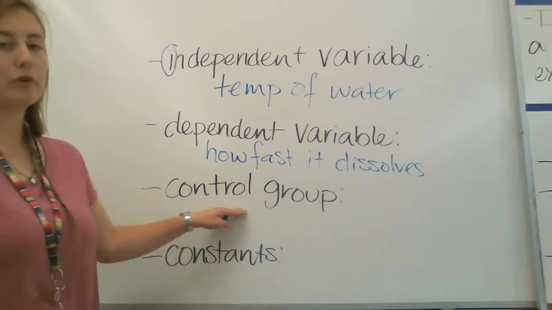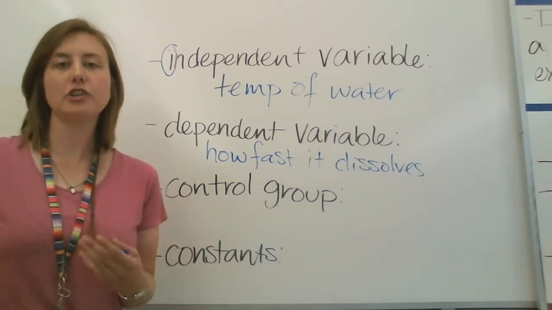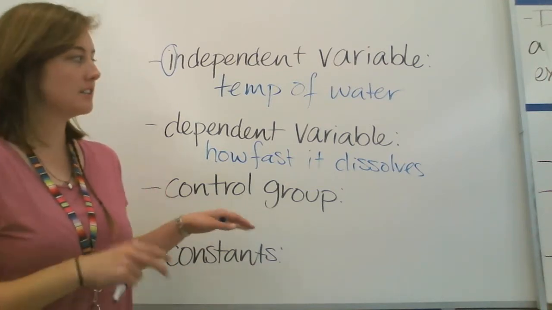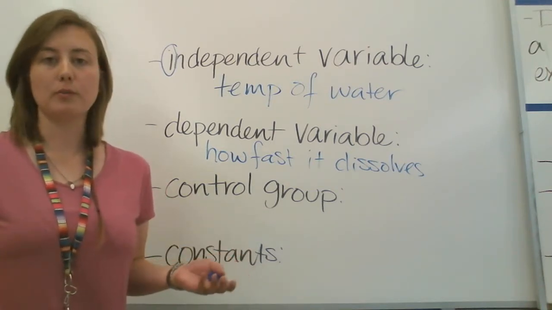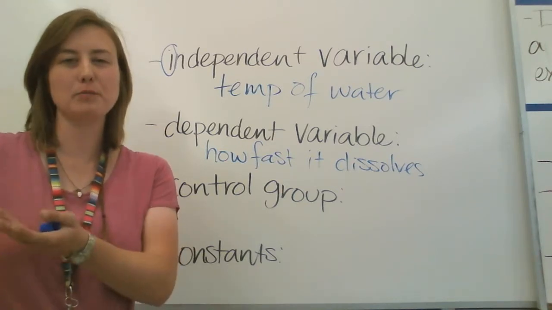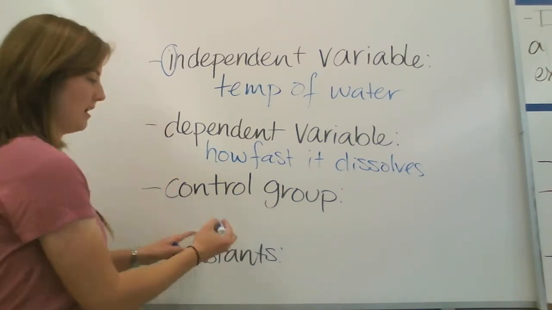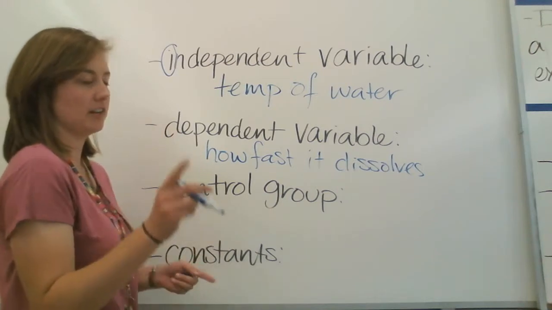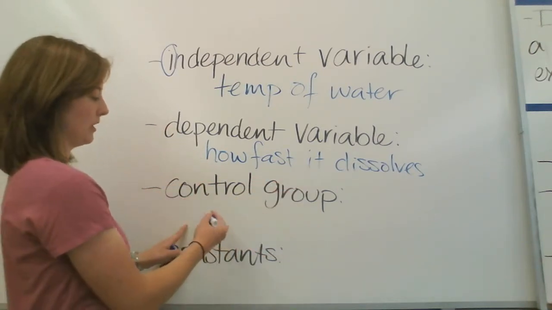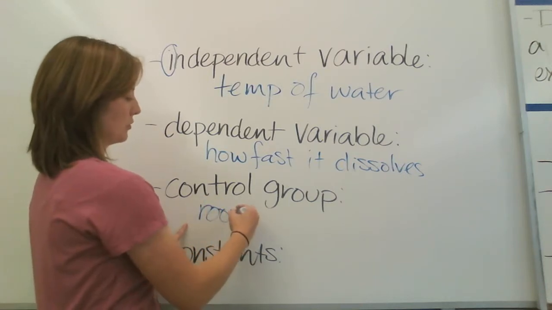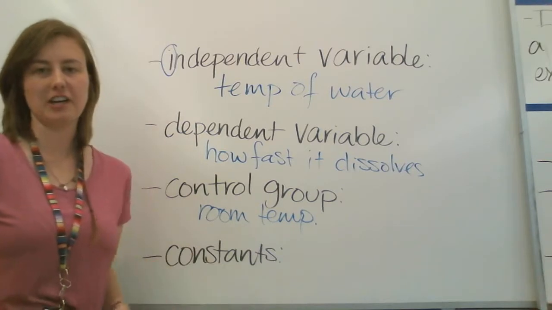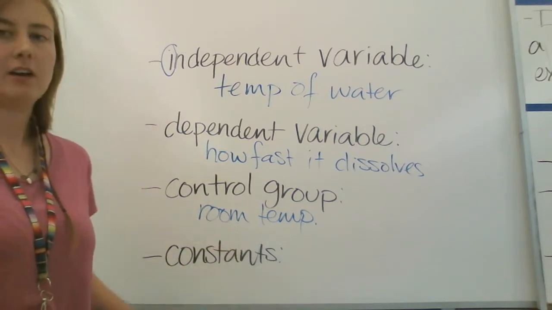The control group is the original unchanged group that we're not doing anything different with. So in this case, the control group would be the room temperature water because that's original, that's normal. Room temperature water is pretty normal, right? And then we're changing the hot water and the cold water. Those are our experimental groups. But the control group is the room temperature water because that's original, that's unchanged, that's pretty normal, right?